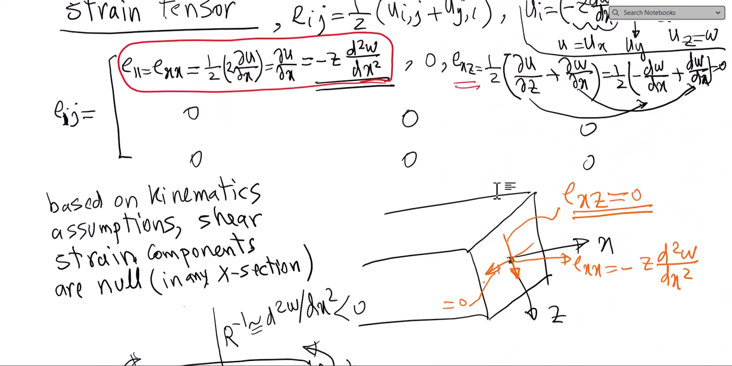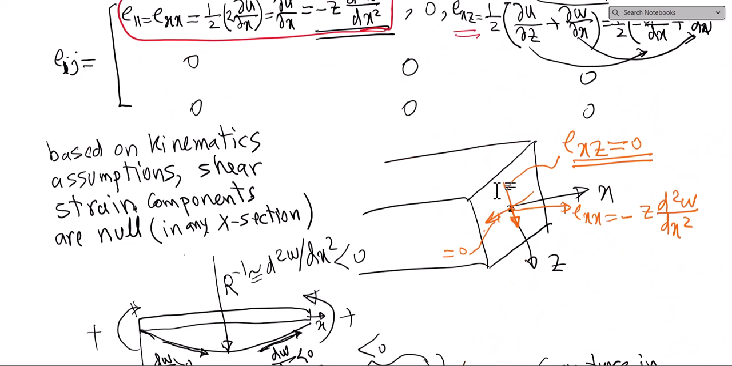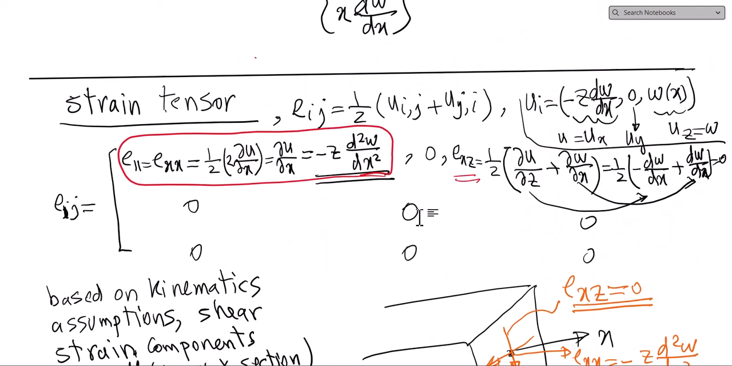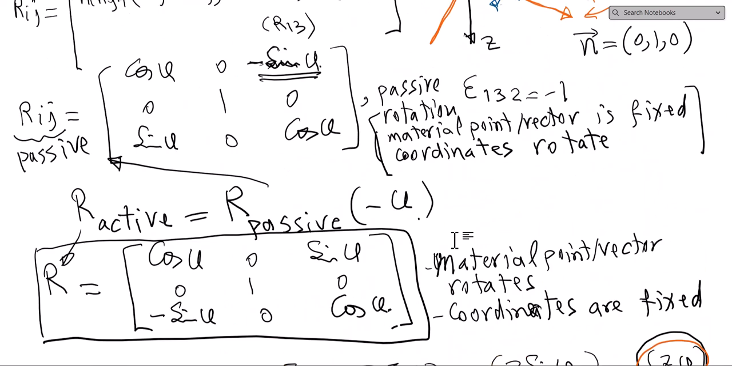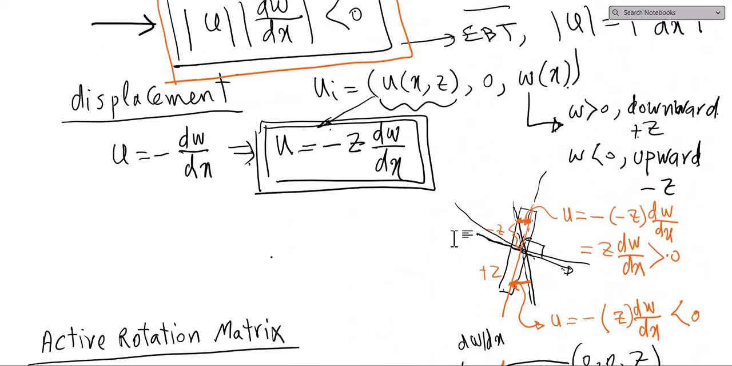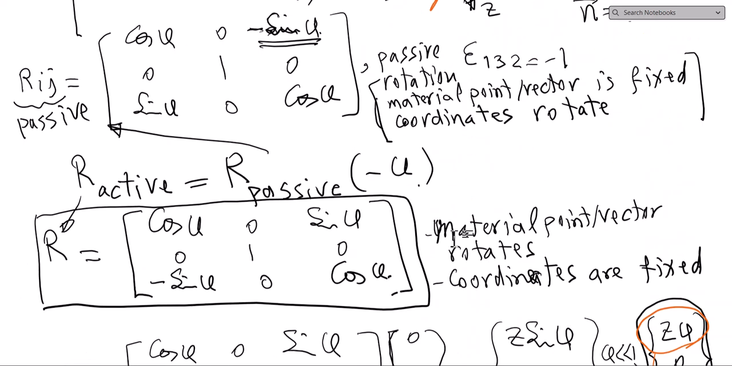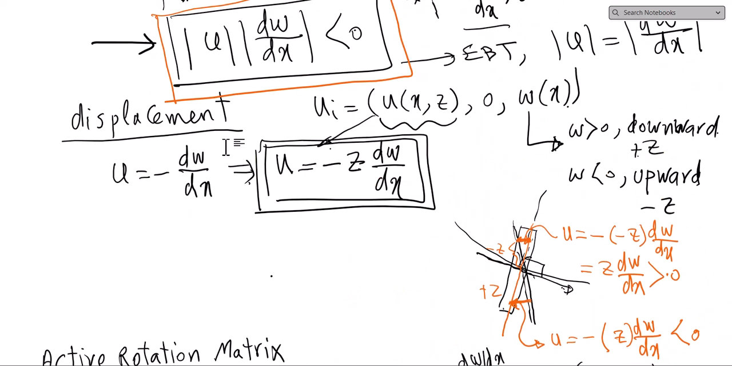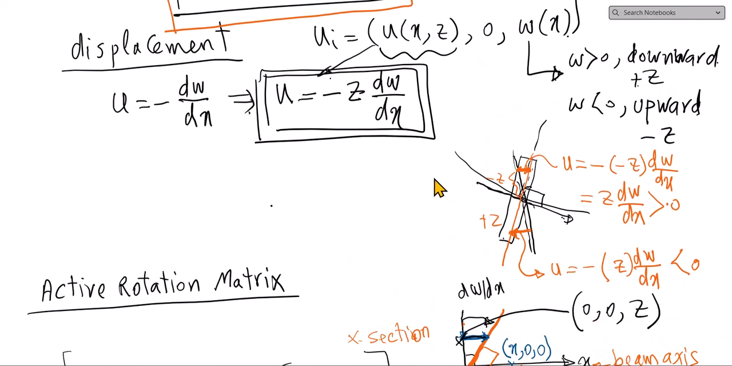Okay, so this concludes, I'm sorry for the interruption. I was saying that this concludes the kinematics, because we consider the displacement based on the assumptions. We got our displacement, this is the u component, and the v is 0, and w is simply the coordinates in the z direction.